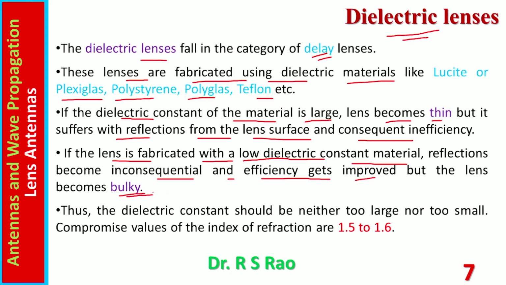So it is a serious issue. Bulkiness is a serious issue regarding lenses. When it is bulky, it becomes difficult to mount and maintain the lens antenna at a proper location. Thus, the dielectric constant should be neither too large nor too small. Compromise values of index of refraction are 1.5 to 1.6 for dielectric lenses.